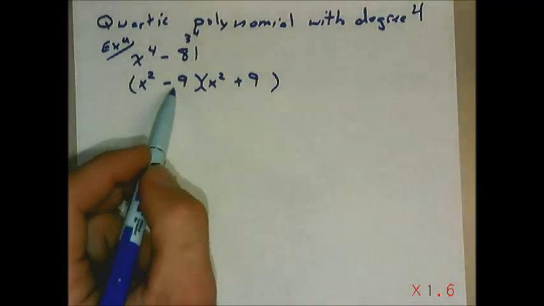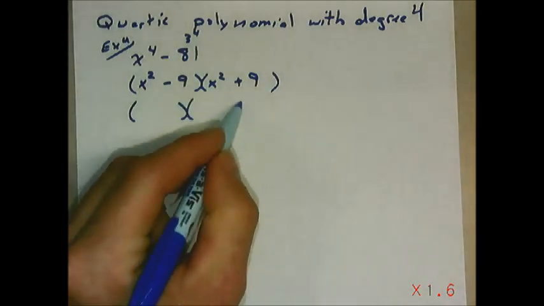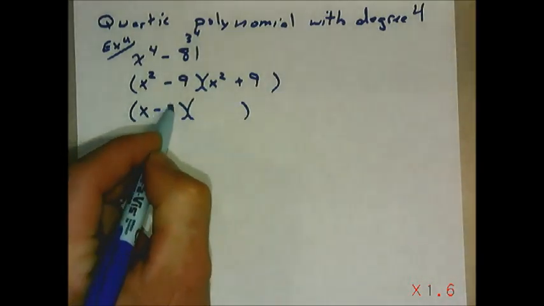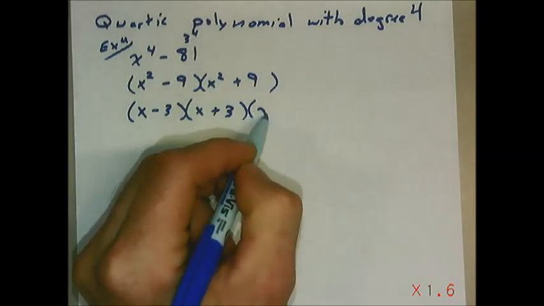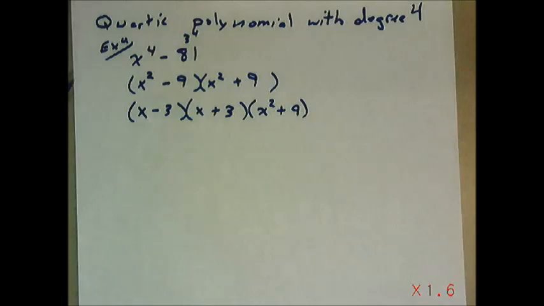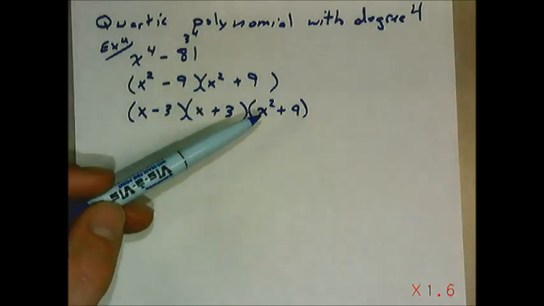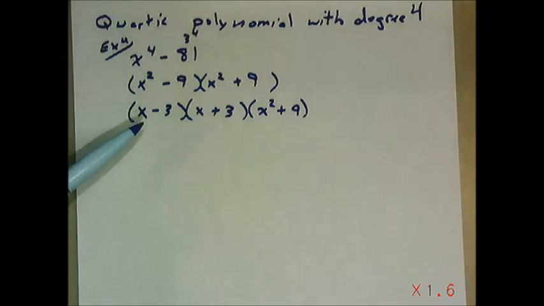However, lo and behold, looking at x squared minus 9, that factors as well. We have x minus 3 and x plus 3. And then our x squared plus 9, we know that that factors in the complex numbers as x plus 3i and x minus 3i. But what we want to do is leave it since we're going to work in the real number system at this point.